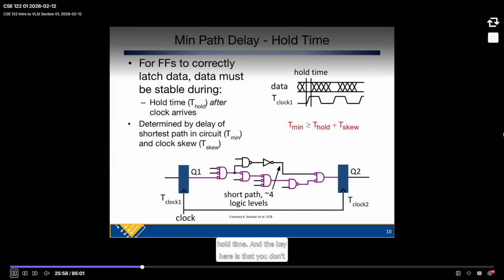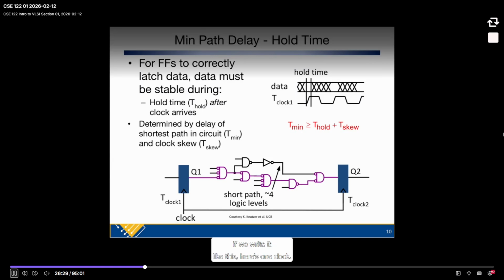And the key here is that you don't want it to race through, because in a setup time, you want it to be captured by the next clock edge. You get a full period. With the hold time, you don't want it to arrive too early that it gets captured by the capturing clock edge on the same clock edge that it launched from. That's the key difference. Same clock edge. They're not exactly the same though. They're skewed, because they propagate around, but they're intended to be the same clock edge.